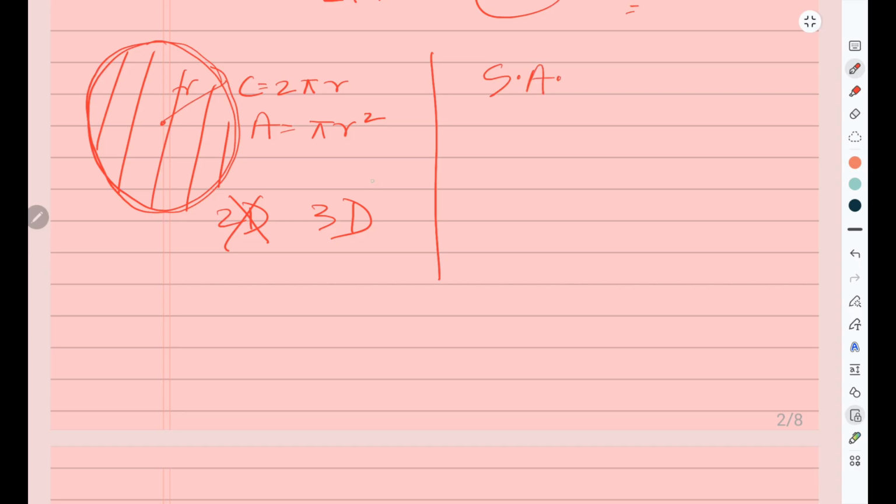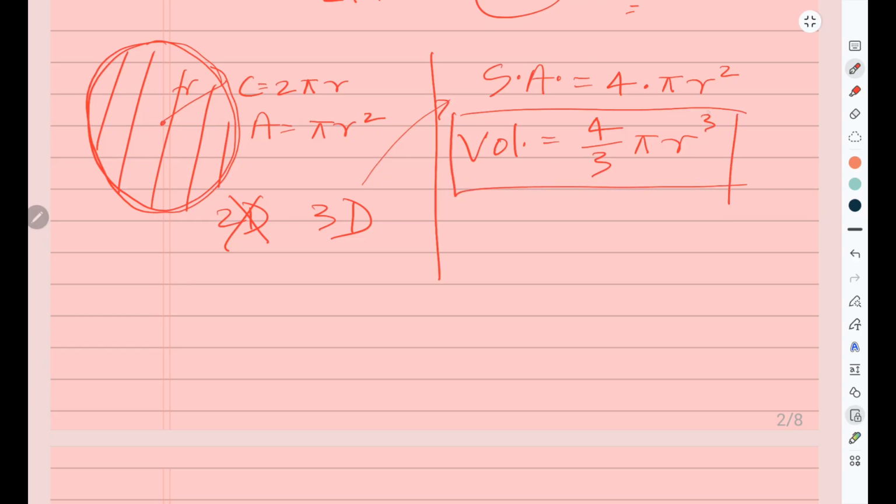Because it is 3D. So the surface area of a sphere is 4 times pi r square, okay? And then the volume of that sphere, you have to remember that, although there is a proof also, which we will not do here, it is in the higher classes. So the volume of a sphere is equal to 4 upon 3 pi r cube, okay? And the surface area is 4 times pi r square, okay? So these are the two basic things.